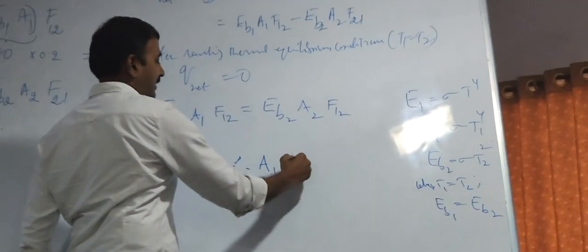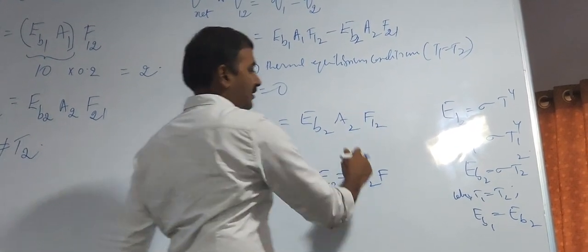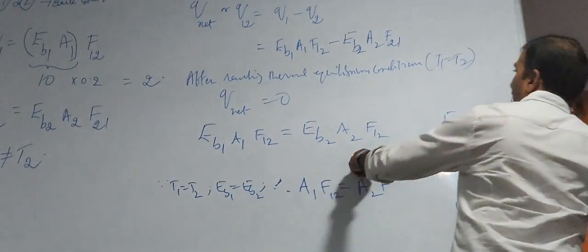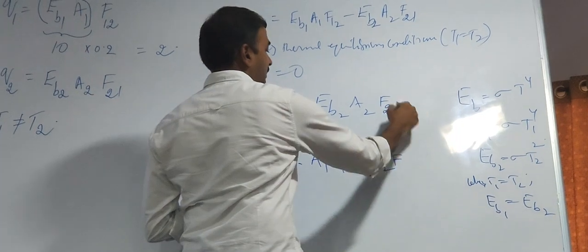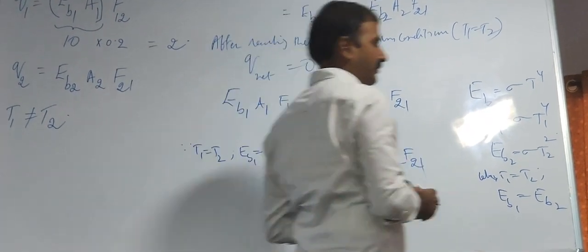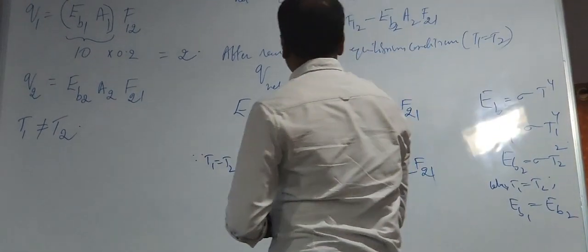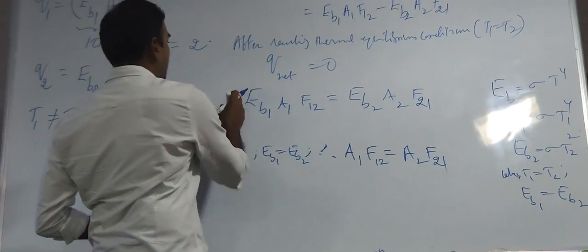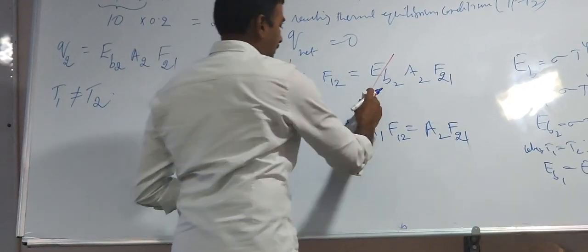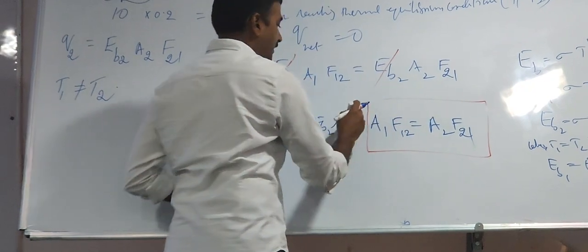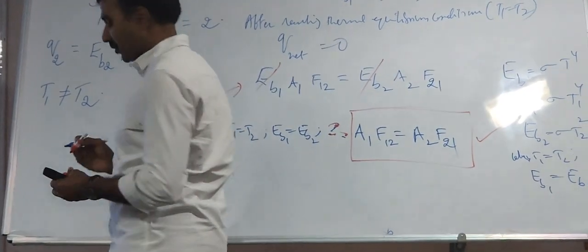We will get A1 F12 is equal to, sorry, A2 F21. So what we have done is, because of this, these two stand cancelled. Now, this is known as the reciprocity relation or reciprocity theorem.